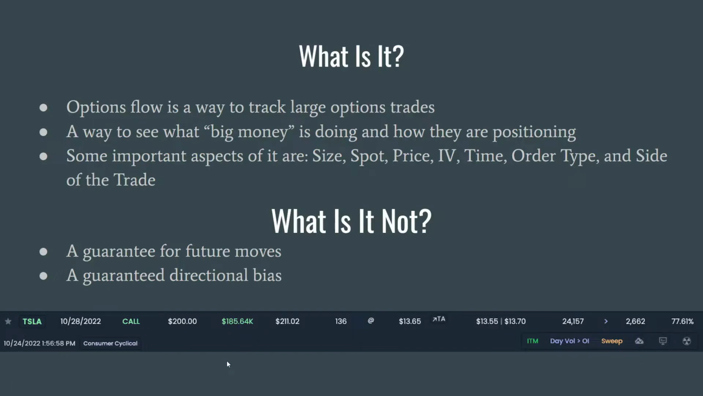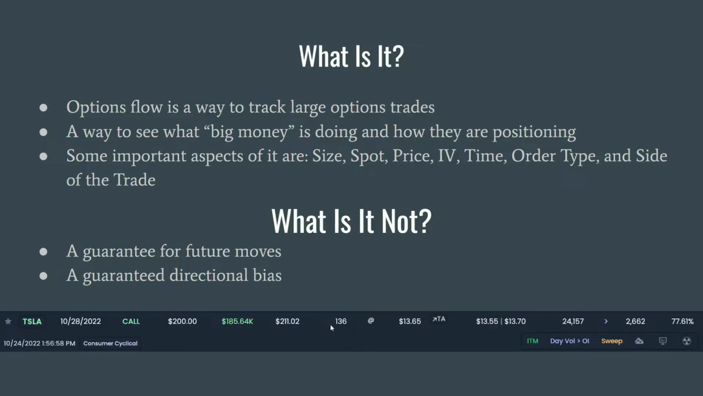So here is an example of flow. I personally use WhaleStream. So this is a screenshot of the WhaleStream web browser. So we see here that on October 24th at approximately 1:57 p.m. somebody traded Tesla $200 call options with the expiry date of October 28th. They in total put in $185,000 into this trade, and the spot price was 211, so they were below that, so these were in the money calls.